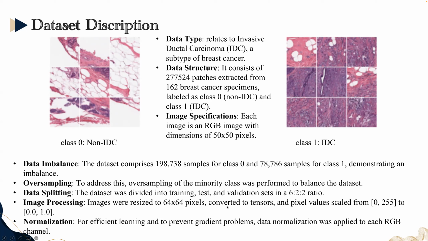Further, we pre-processed this data by resizing images to 64 by 64 pixels uniformly, converting them into tensor format and scaling the pixel values to a normalized range. This normalization, especially across the RGB channels, was crucial to enhance the training efficiency of our model and mitigate any potential issues with gradient computation, ensuring our AI models learn effectively and deliver reliable and accurate results.